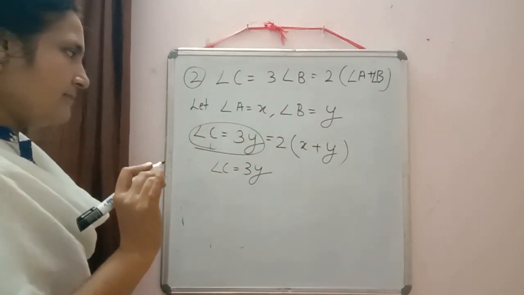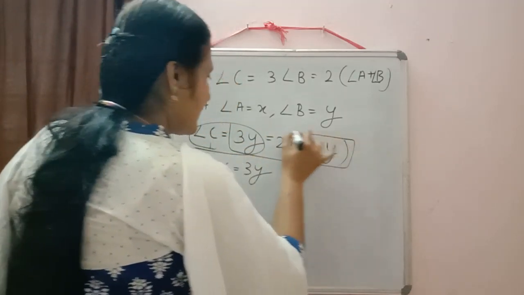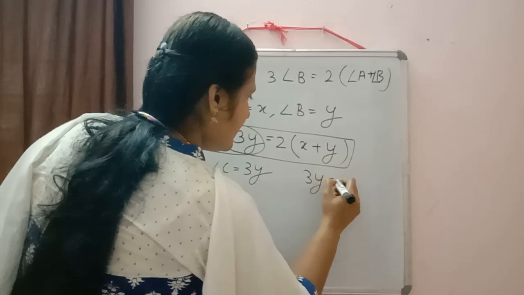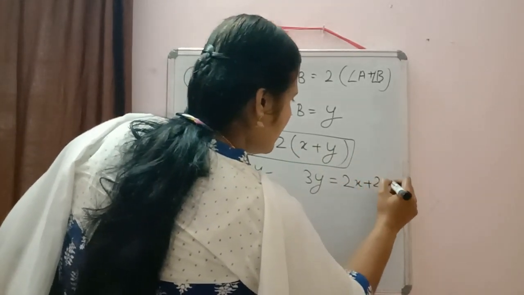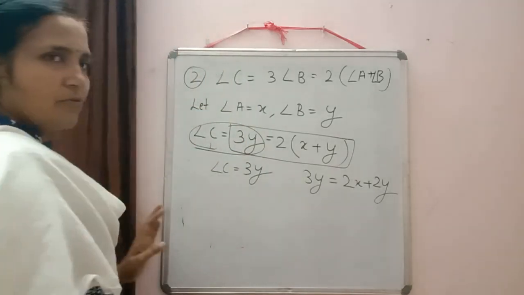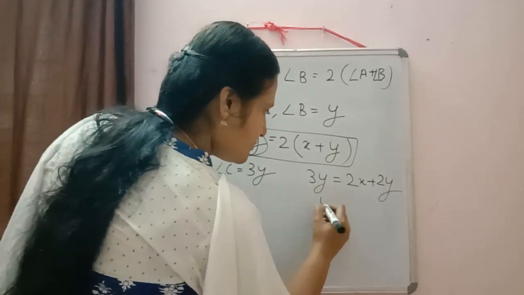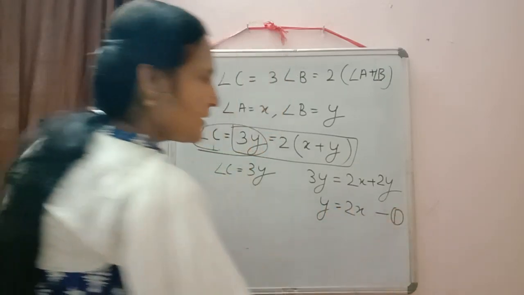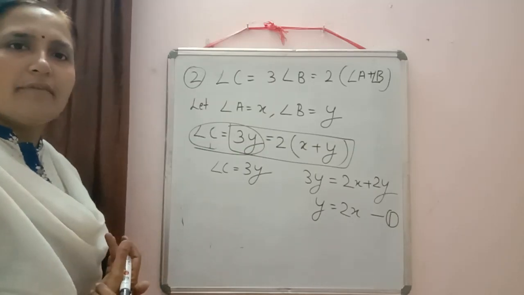Clear? Now we can check by equating these two what we will get. The next information is given. 3y is equal to, multiplying 2 inside, 2x plus 2y. Now this 2y we can shift here. So 3y minus 2y, y is equal to 2x. First equation we got.